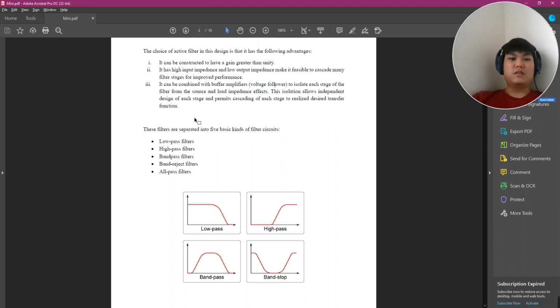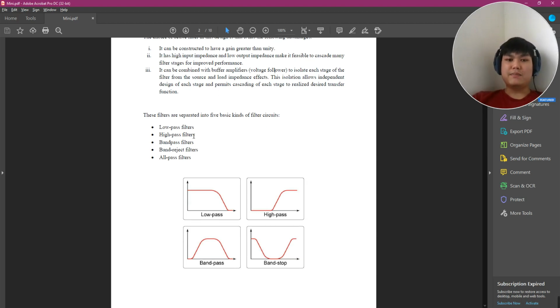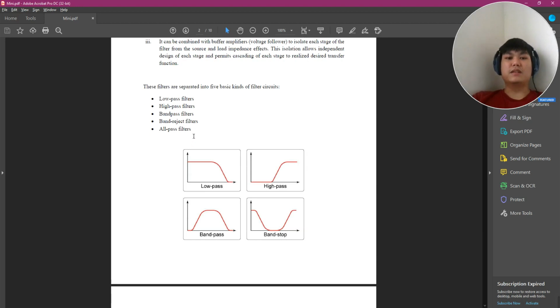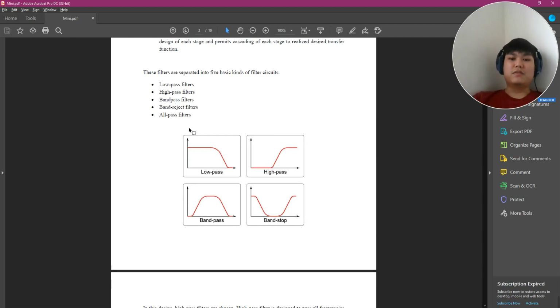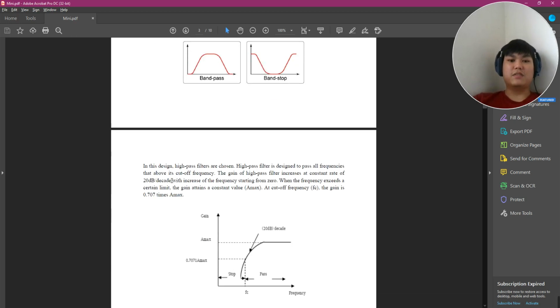For filters, there are several types: low pass, high pass, band pass, band reject, and all pass. Low pass allows low frequencies to pass. High pass allows high frequencies to pass. Band pass is around the center, basically a combination of low pass and high pass filters. Band reject, or band stop, is basically the vice versa of band pass, and all pass basically allows all.